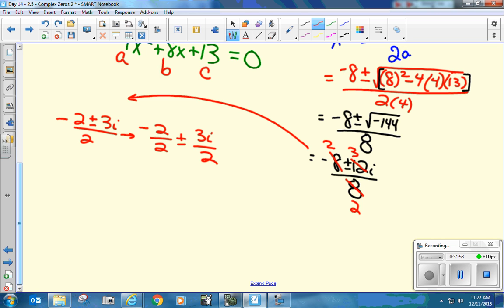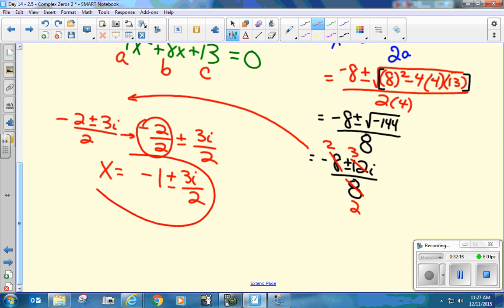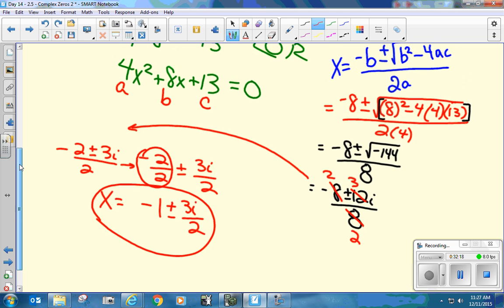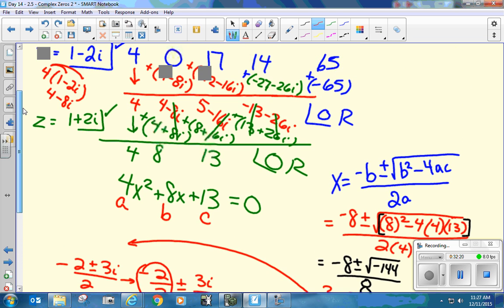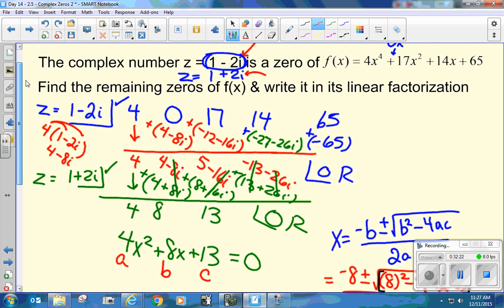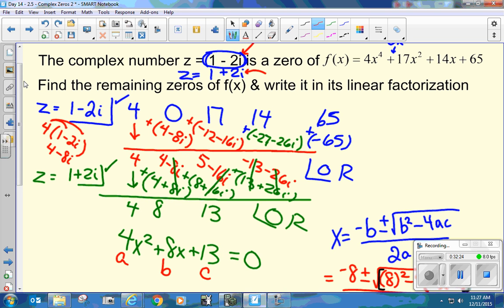And why would I do that? Because this becomes negative 1. So there are two answers there: negative 1 plus 3i over 2 and negative 1 minus 3i over 2. Question: are these imaginary? Yes, there's an i in there. Were our first two roots imaginary? Yes. So if I graph this, will it touch the x-axis at all? No. Should we check it? No.